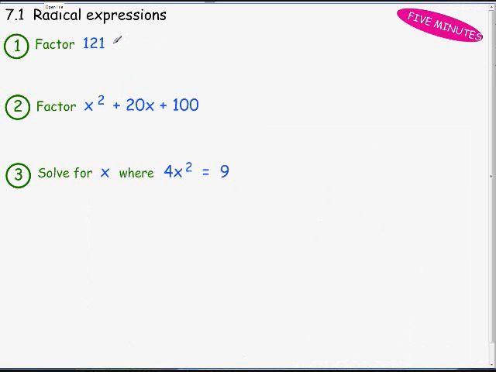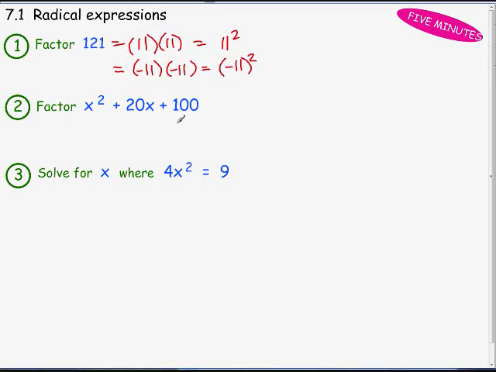Can we factor 121? Well, yes. I don't know if this jumped out at you immediately, but that's 11 times 11, which we could write as 11 squared. Or, did you think of another way this could be factored? It could be 11, but negative. Negative 11 times negative 11, negative 11 squared.